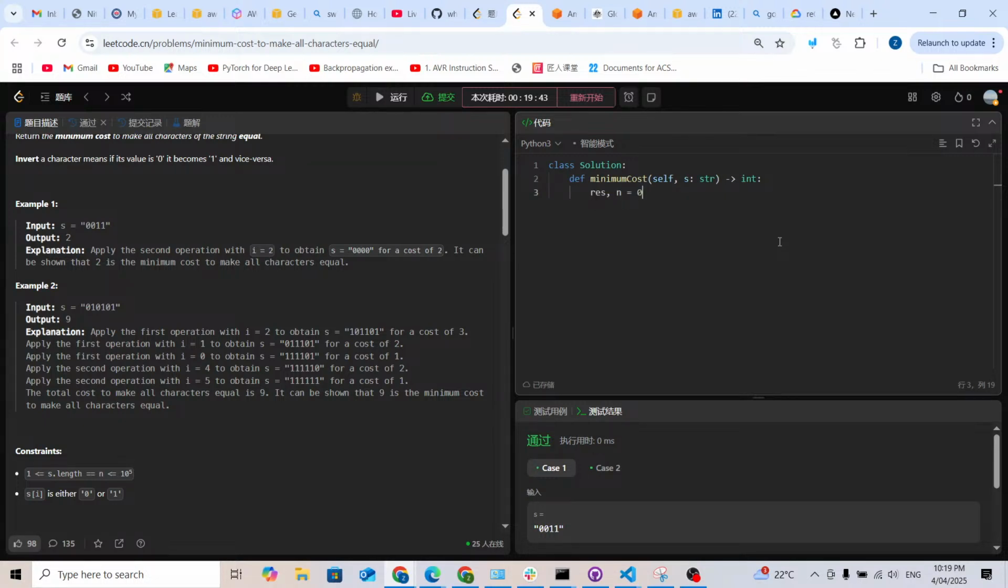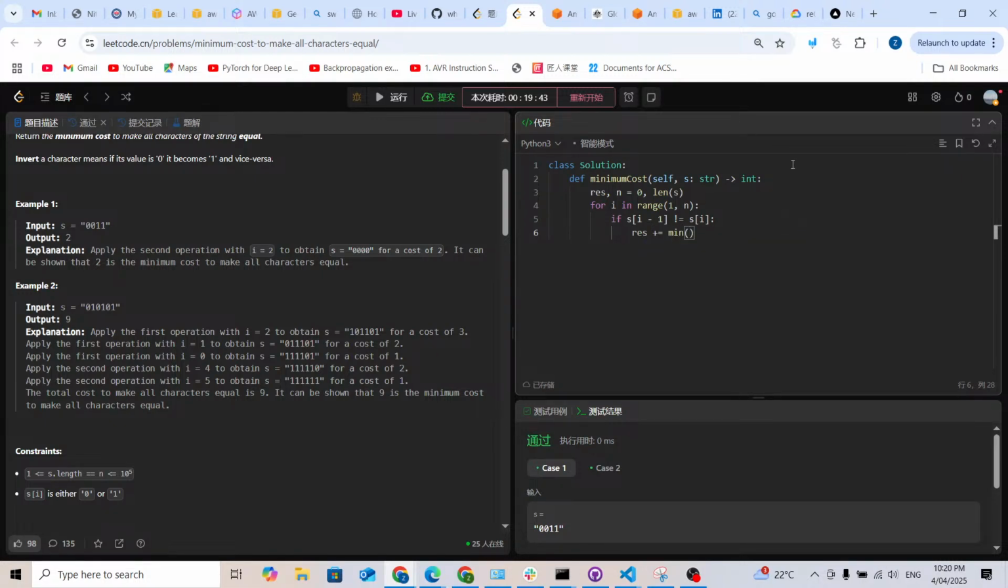So the result starts from 0, and n is the length of the string. Now I'm going to check one by one. So for i in range 1 to n, if s[i minus 1] is not equal to s[i], this means those two neighboring characters are not equal. Definitely I need to do something, but I need to choose the minimum one. So I'm going to add the minimum one to the result.